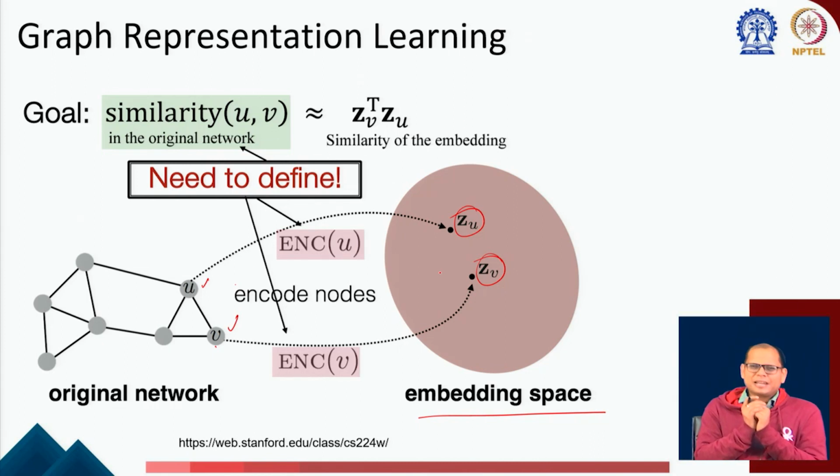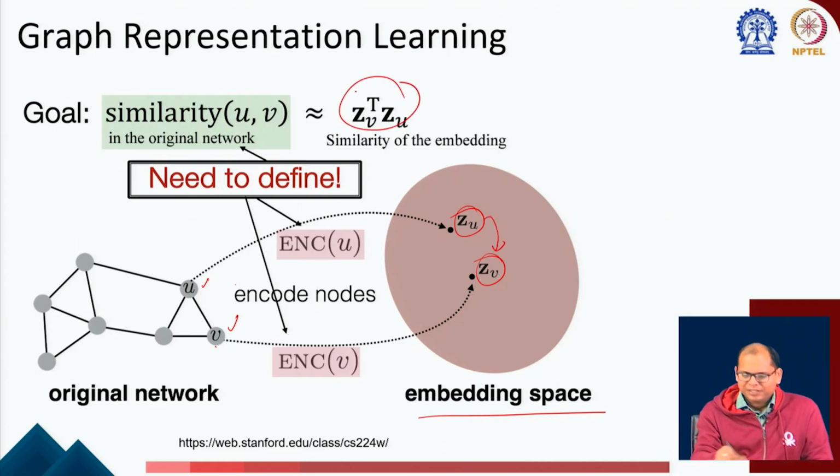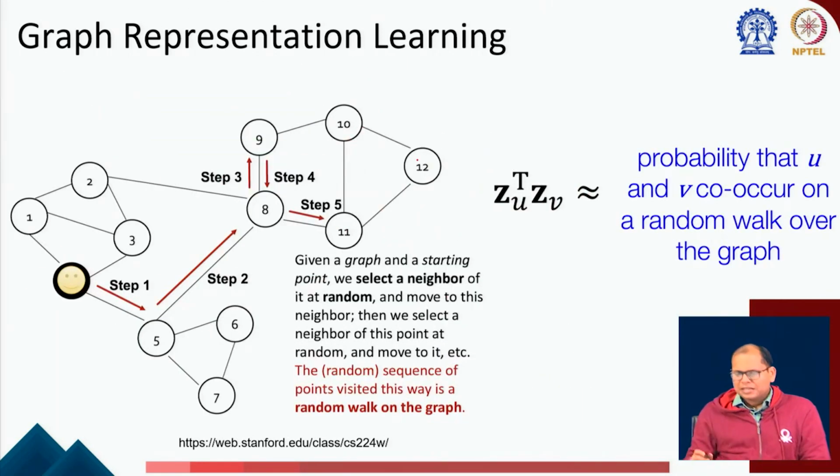The criteria can be very similar to what we are doing in GloVe and word2vec. I'll say the embedding similarity between these two nodes should resemble the similarity of these nodes in the original network. There would be various ways in which I can denote similarity of nodes in the original network, and they should resemble the similarity of the embeddings. That was the idea, and this idea gave rise to many methods like DeepWalk and node2vec and so on. For example, one way to denote how similar these two are is: what is the probability that u and v will co-occur on a random walk on the graph?